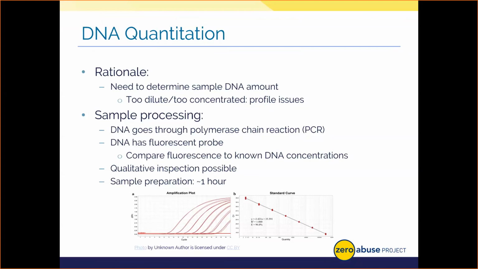Now, how do we know how much DNA we have then? Well, we simultaneously analyze known amounts of DNA with our sample and create a standard curve over there on your bottom right, based on those known amounts and their fluorescence, to determine how much DNA is in our forensic samples. So then we know if we need to dilute or concentrate it.